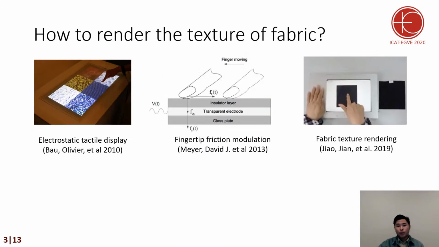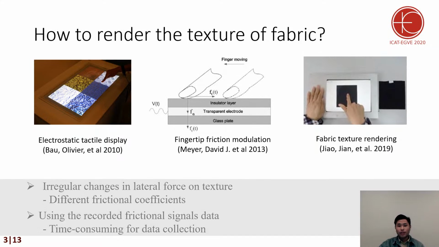There is a question of how to render the texture of fabric. Generally, the electrostatic tactile display could adjust the traction between the sliding fingertip and the display surface to create a different lateral force on the display. The following research shows how to modulate the voltage value to control the friction force during fingertip sliding. When rendering haptic textures based on friction modulation, it is fundamental to know the frictional coefficient data at the corresponding position. However, the frictional coefficient data are difficult to acquire because of two problems.